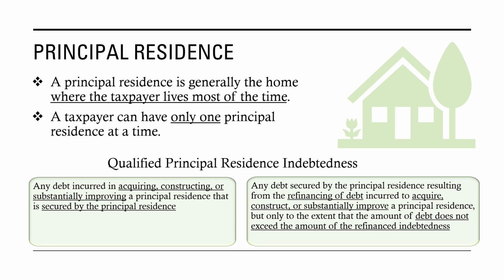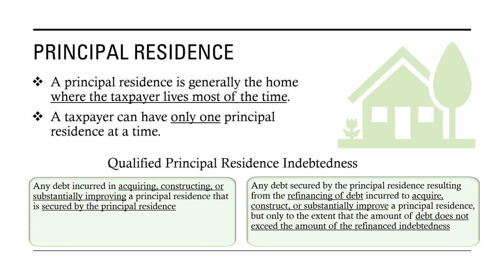Qualified principal residence indebtedness is any debt that the taxpayer incurred to either acquire, construct, or do a substantial improvement on their principal residence, and the debt would be secured by that principal residence. So this is going to be largely a mortgage, right?